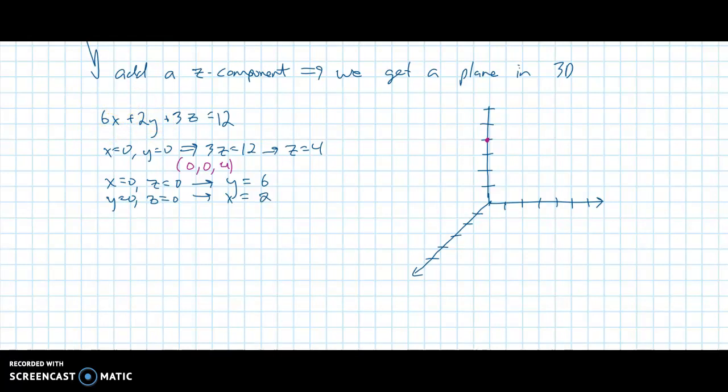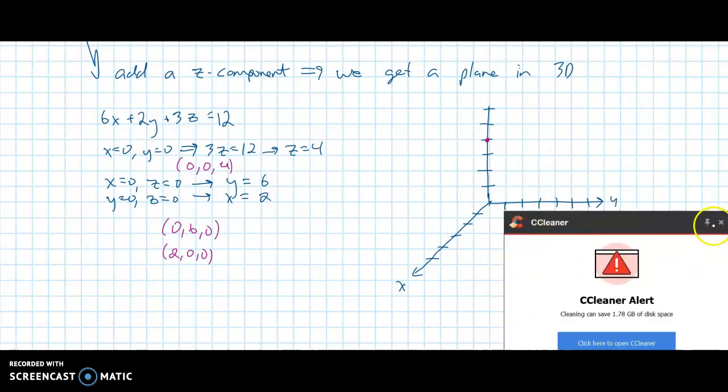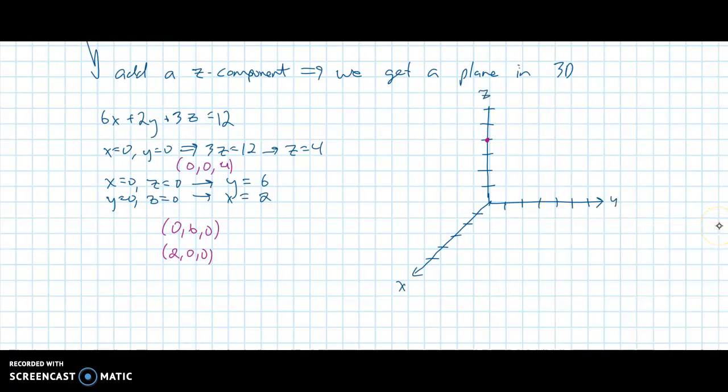So that means that I get two more points out of this. I'm going to write them down below because I'm going to leave some space for some stuff later: (0, 6, 0). And then I also get (2, 0, 0). So let's do the (2, 0, 0). Remember, this is my x, y, and z. So the (2, 0, 0) is out here. And then the (0, 0, 6), 1, 2, 3, 4, 5, 6, is out here.